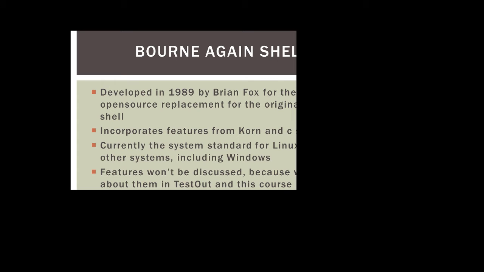Now lastly, we have the Bourne Again shell. It was developed in 1989 by Brian Fox, not Bourne, for the GNU project as an open source replacement for the originally proprietary Bourne shell. It incorporates features from the Korn and C shells, as well as the original Bourne shell. It is currently the system standard for Linux, and supports many other systems, including Windows. Its features won't be discussed, because we are learning about them in this course, so you should know. If you don't know how Bash works, then you're kind of in trouble in this course.